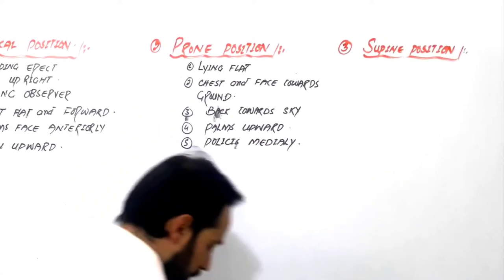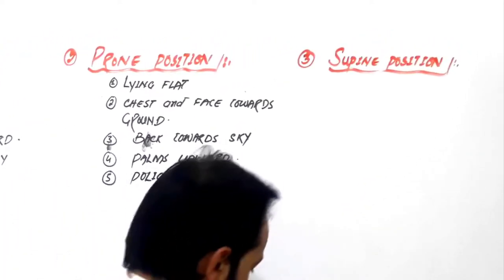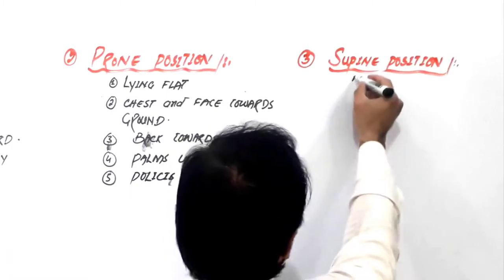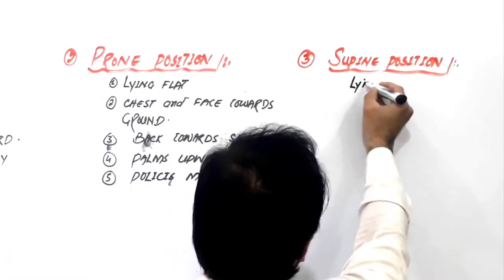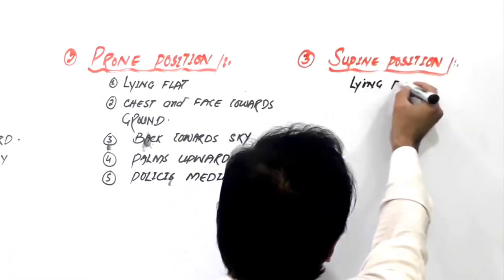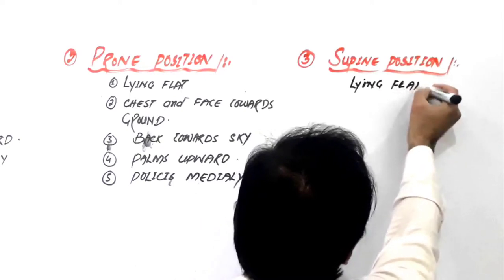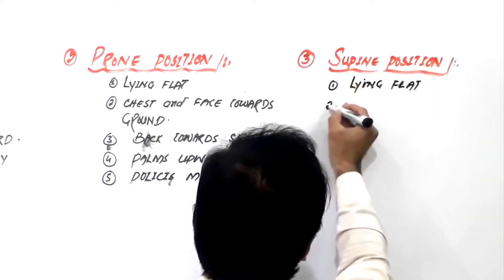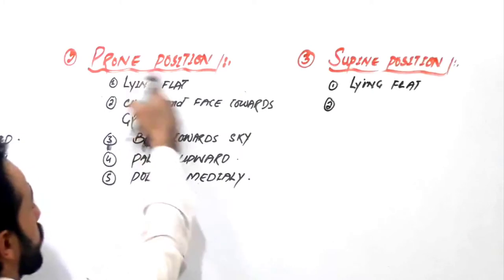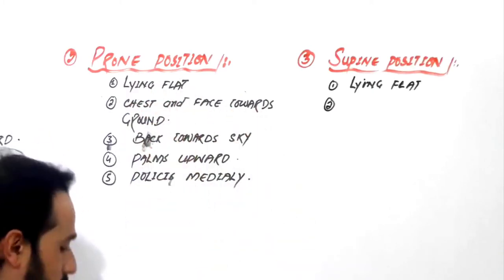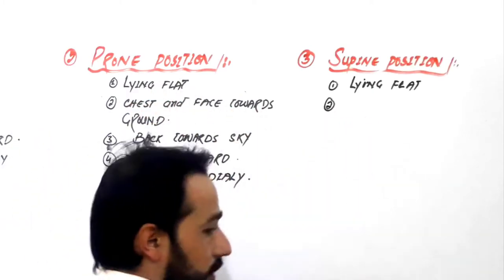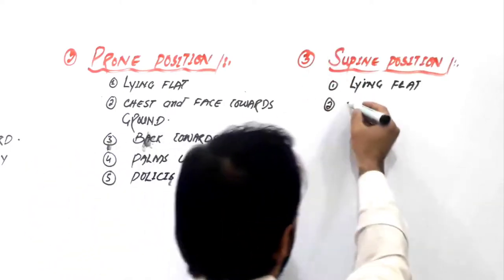So supine position is a position in which the person is lying flat, okay. The next point about it, in prone position, chest and face were toward the ground, but in supine position, your chest and face should be upward.